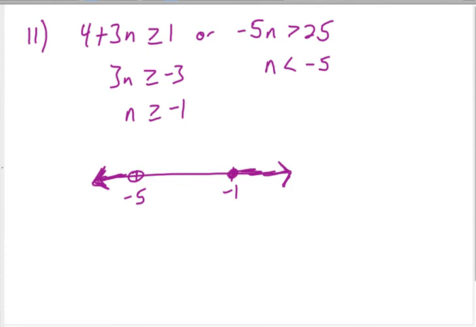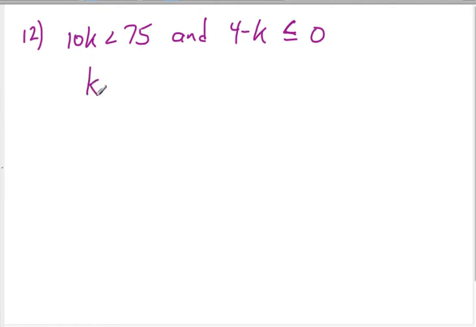Alright, let's go to number 12. That's 10k is less than 75, and for 4 minus k is less than or equal to 0. So this is going to be an intersection. So I'm going to divide by 10 on this side, so k is less than 7.5.